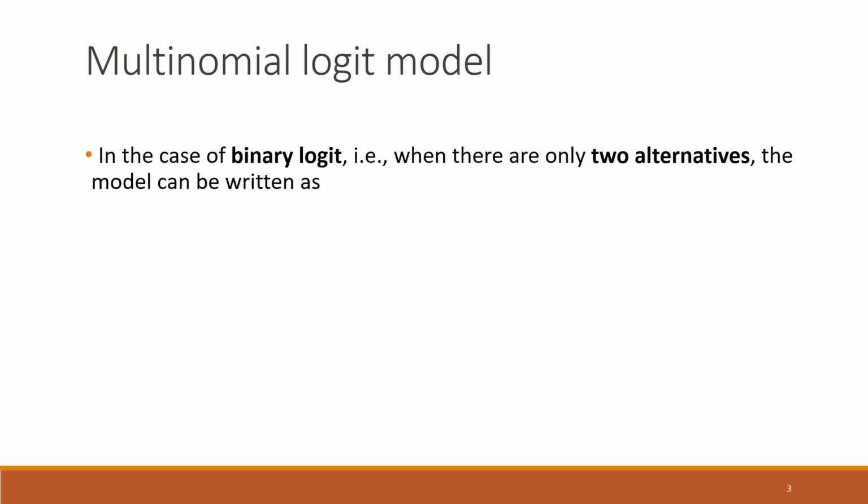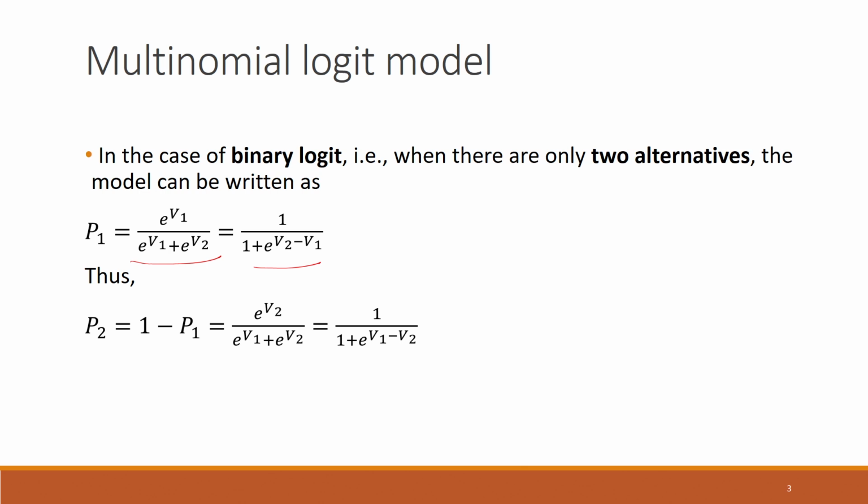In the case of the binary logit model, that is when there are only two alternatives, this model can be written as follows. The probability of choosing the first alternative is this, and if we divide by e to the power V1 on both the numerator and the denominator, this is what we get here. Similarly, the probability of choosing the second alternative is 1 minus p1, and this can be written in this form: 1 divided by 1 plus e to the power V1 minus V2.